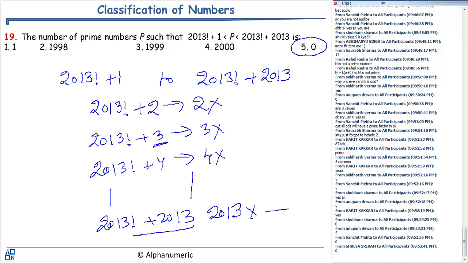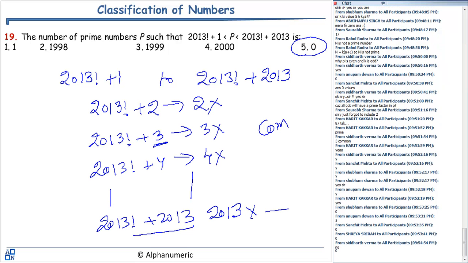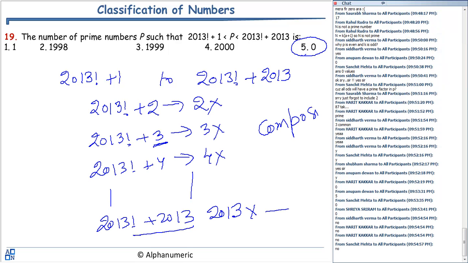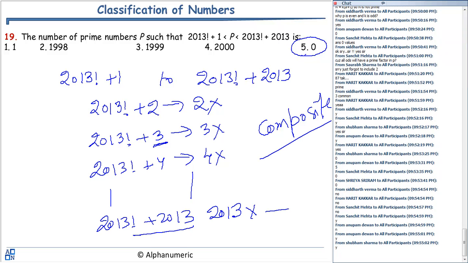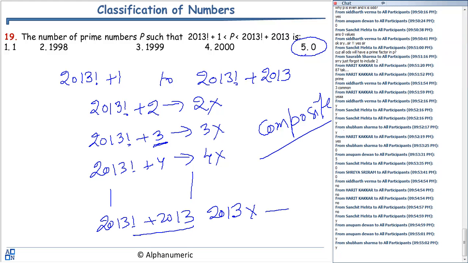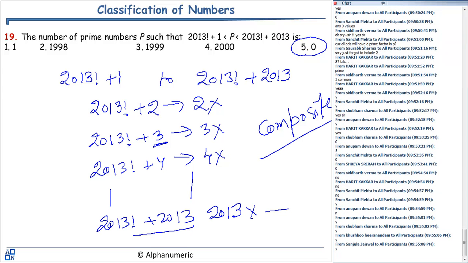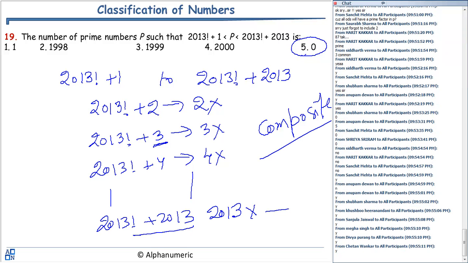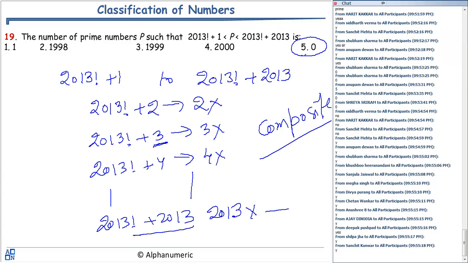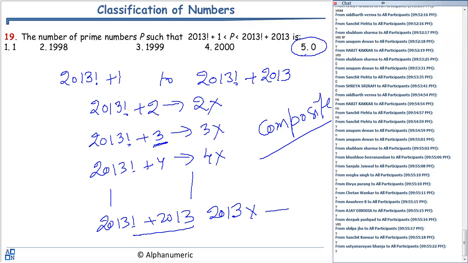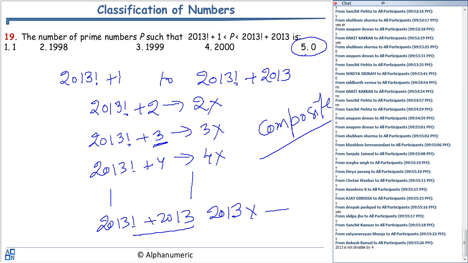Any doubt? Can we move to the next question? I need a response from everyone. Sushil, Divya, Kushbu, Megha, Neha, Satya Narayan, Aman. Alright, so I'm moving to the next question. Solve this question. Question number 20.